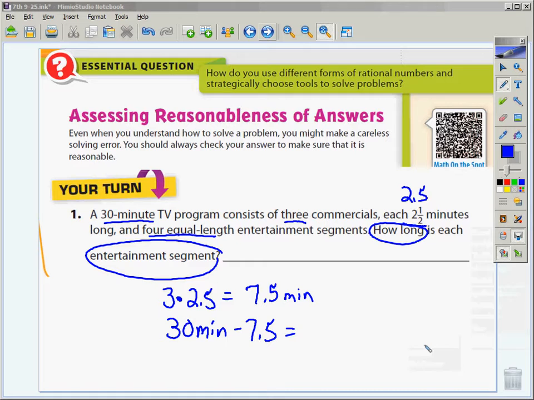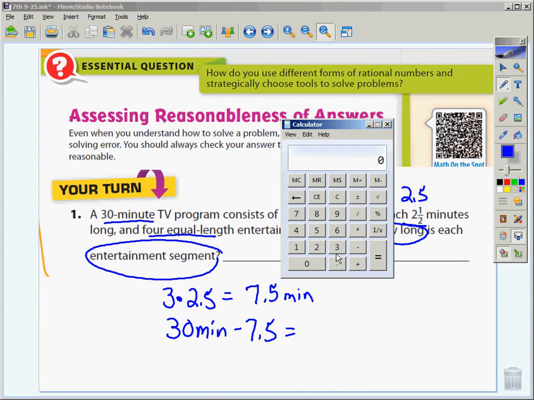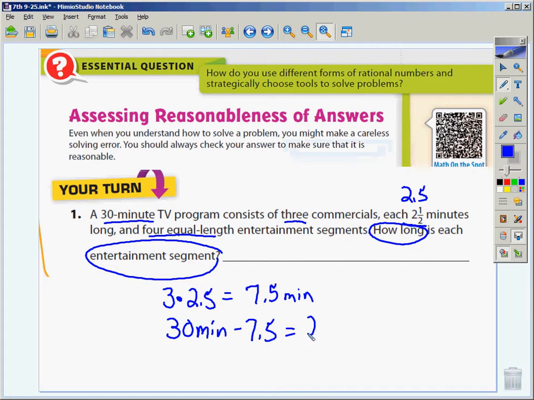So again, we're going to pull that back up, that calculator. And we're going to do 30 minus 7.5. And you will see that there was 22.5 minutes of actual entertainment.